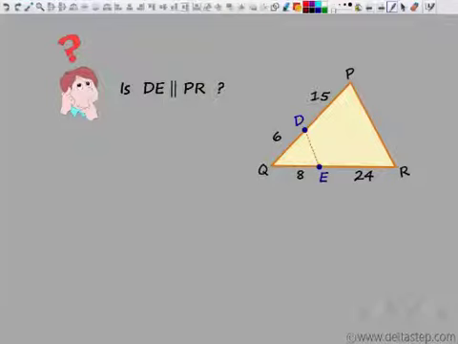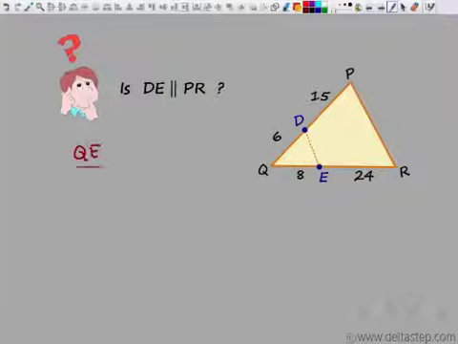When can two lines be parallel? When this line divides the two sides in the same ratio. That is, if QE by ER turns out to be equal to QD by DP, I can say that this line is parallel to the third side, which is PR. So let's find the ratio and see whether it's equal or not. If equal, I'll say that they are parallel. If not, they're not parallel. So let's find the ratio.